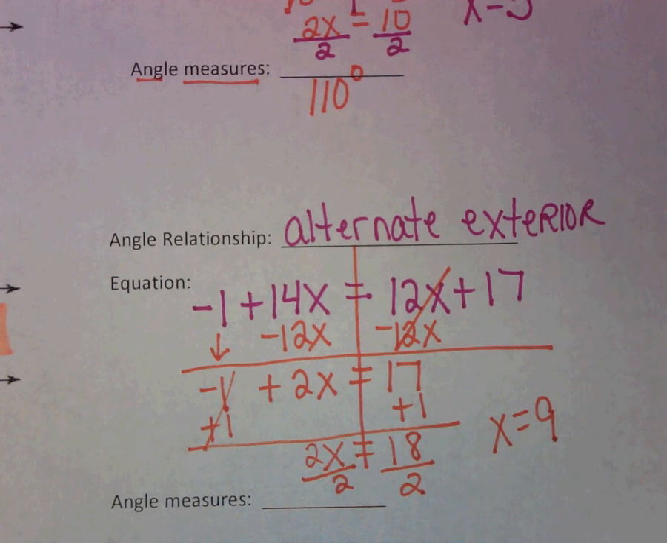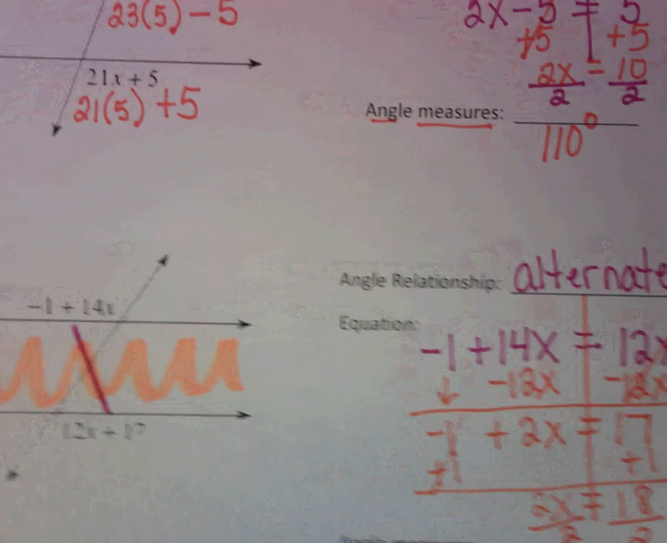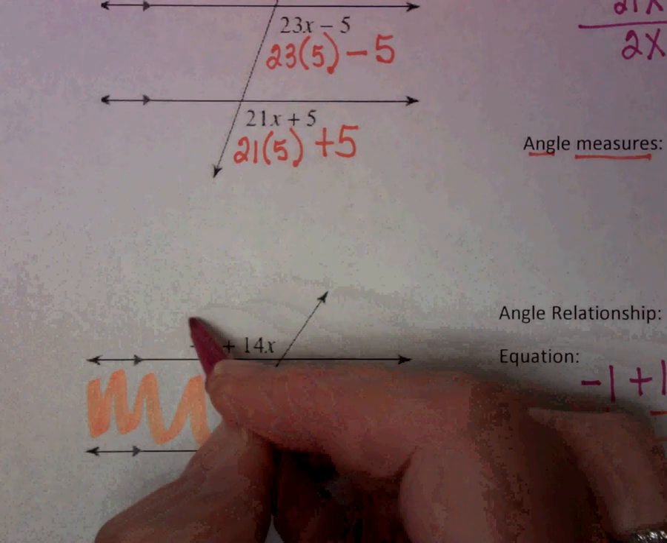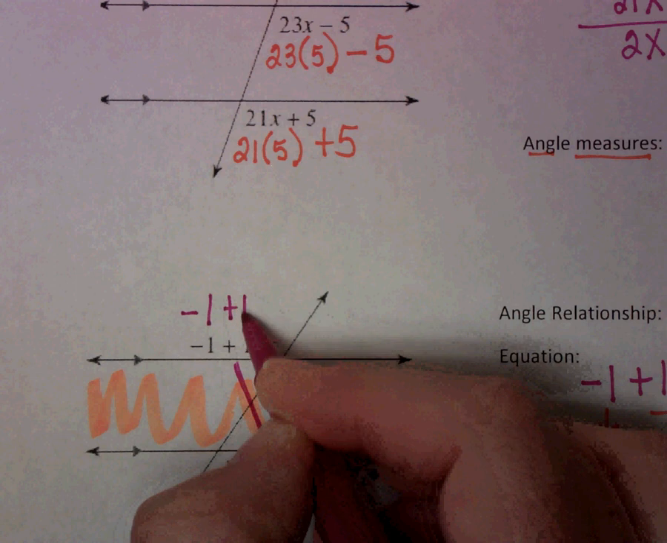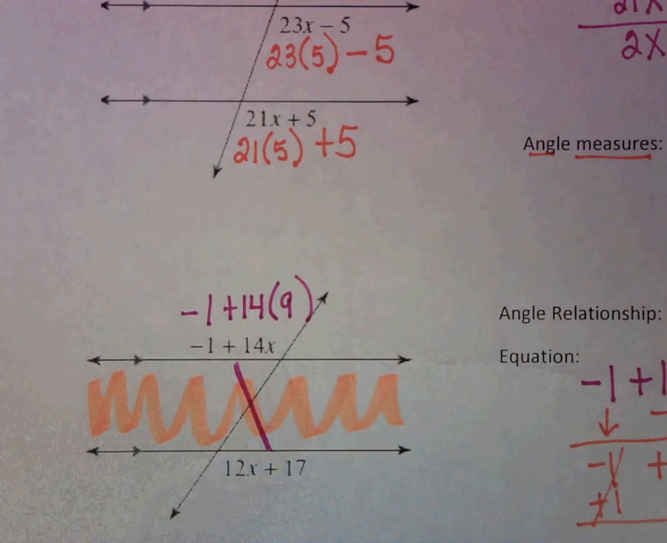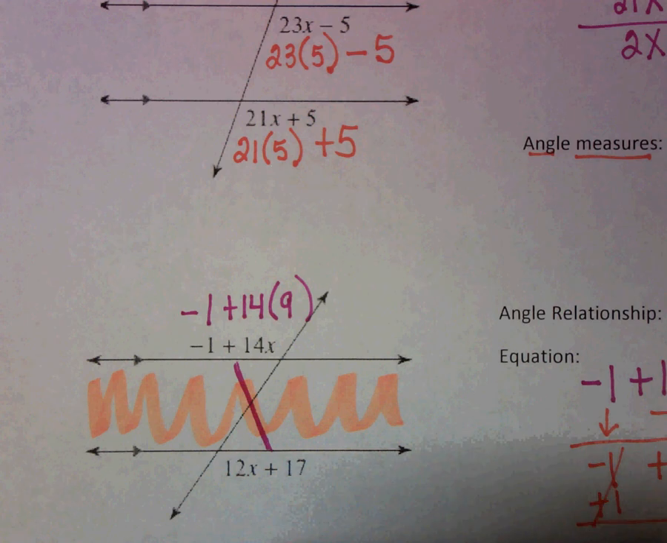Sometimes all they want to know is the value of x, but I want us to go a step further and find out what our angles are. So if I know x is 9, I'm going to come over here, and wherever I see an x, I'm going to plug in a 9. Remember, this means 14 times x. So let's check that with our calculator. You don't have to use your own brain. Great if you do. That wouldn't be wrong if you did, but just know that you don't have to.